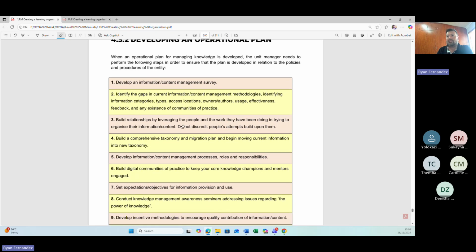Then build relationships while leveraging the people and the work that they've been trying to organize in their information and content. So go to each person and say, what knowledge do you have? What information comes across your desk? What data do you work with? And in so doing, what we can do is we can go, oh, so this is where some of the information can be taken from, can be mined.